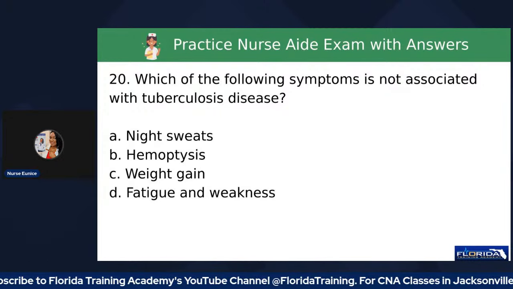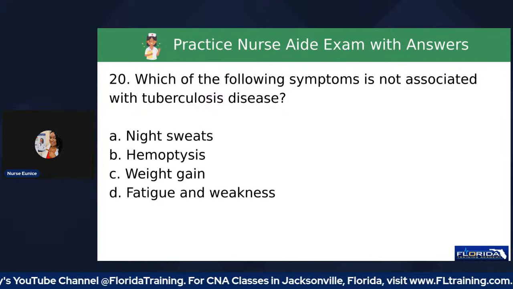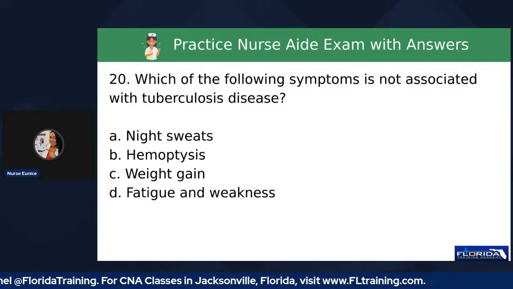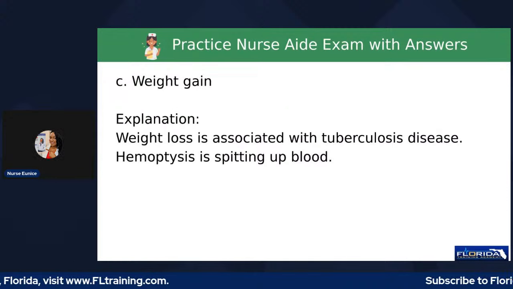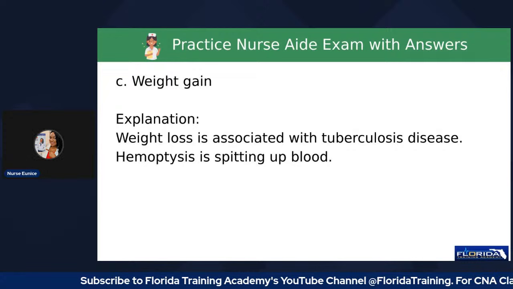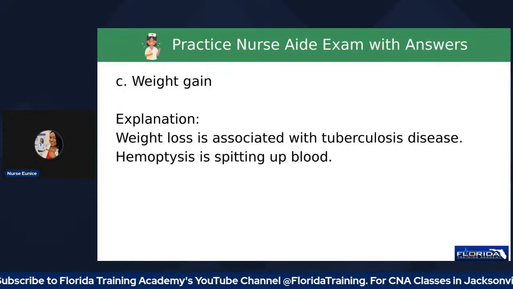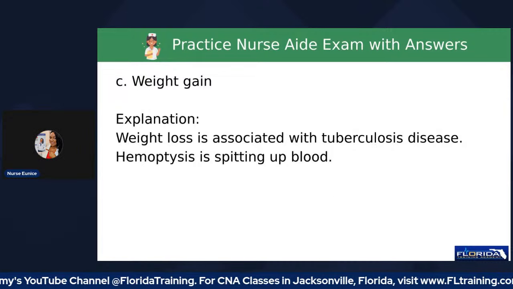Nadine, I think you're right. Anyone else? Yes, everybody. Because they're so sick, they're having a hard time breathing. They're not going to have an appetite. So what you're not going to expect for somebody who has tuberculosis is weight gain. They usually lose weight, so it's the opposite. So weight loss is associated with tuberculosis, and hemoptysis is spitting up blood, which means they're coughing it up.